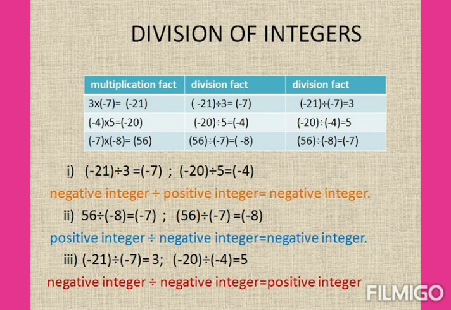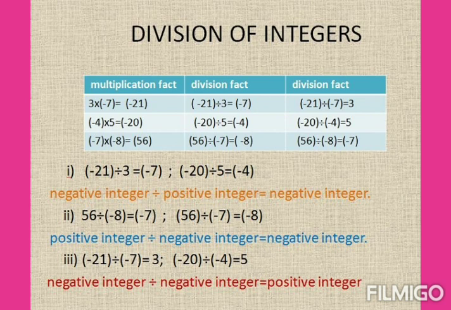Let us consider from the table another two division facts. They are 56 divided by minus 8 is equal to minus 7, and 56 divided by minus 7 is equal to minus 8. In these two division facts, we can observe that a positive integer divided by a negative integer is a negative integer. So, again I am saying a positive integer divided by a negative integer is a negative integer.